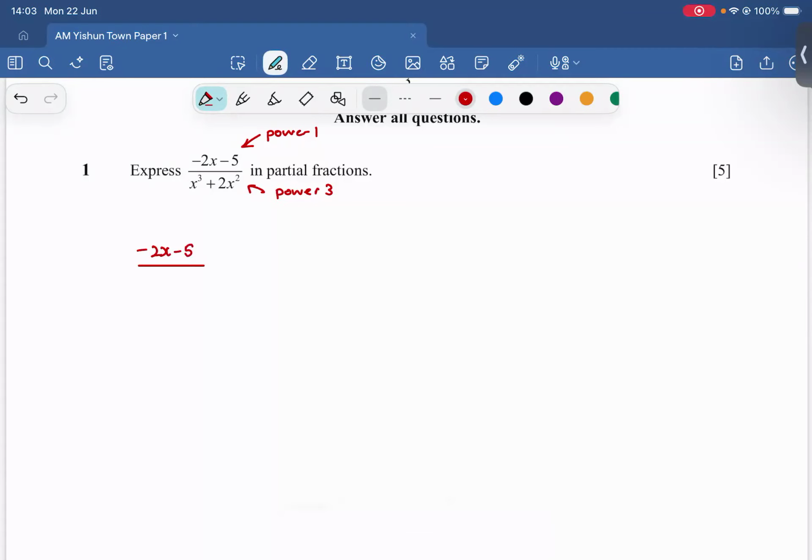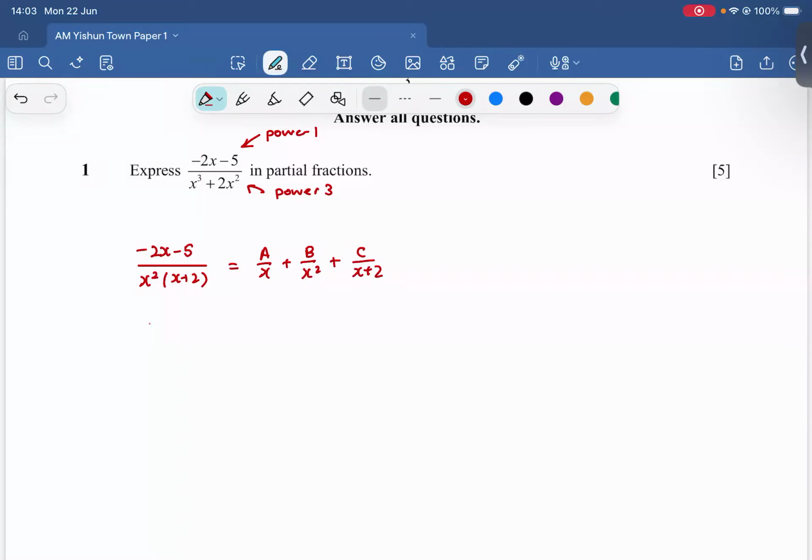But before that, you should always factorize the denominator. So this one, we can take out x squared. This becomes x plus 2. Okay, so x squared will produce this and this. Then x plus 2 will produce this. So this is the identity of the partial fraction.